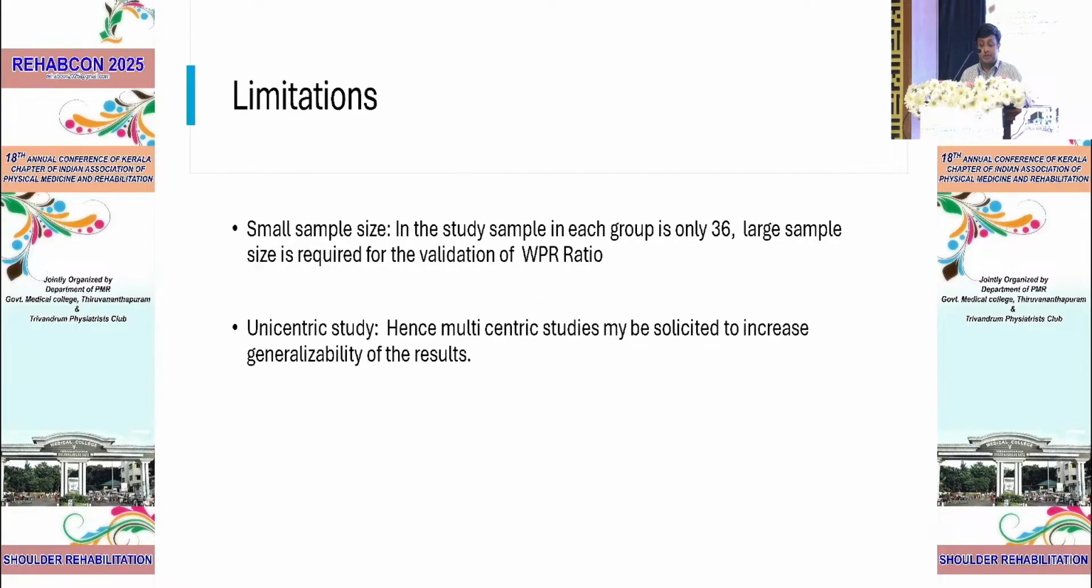The limitation is a small sample size. The sample size is only 36. A large sample size is required for the validation of the WPR ratio. It is a unicentric study. A large multicentric study may be solicited to increase the generalizability of the result.